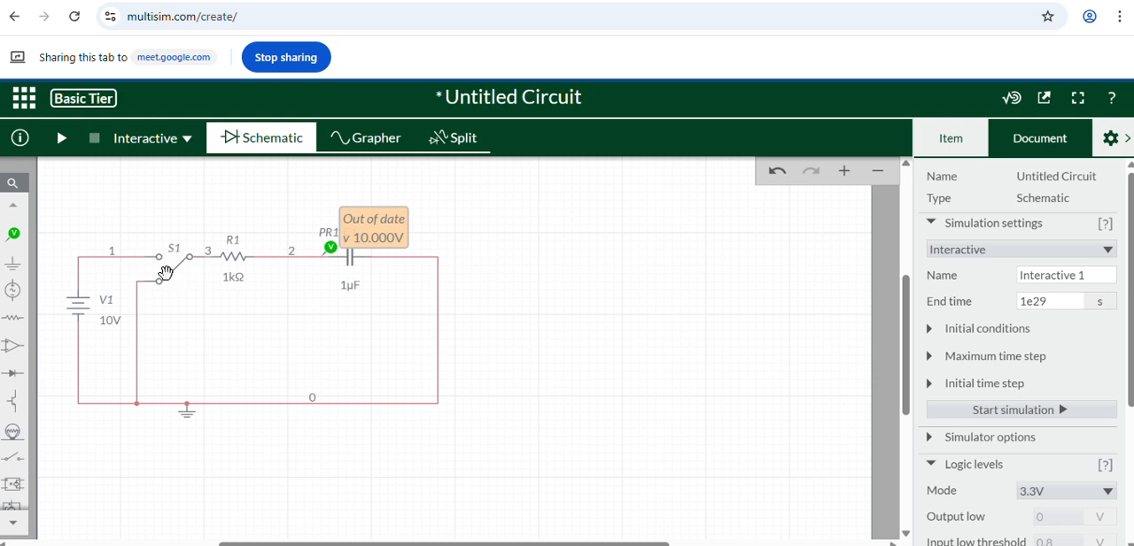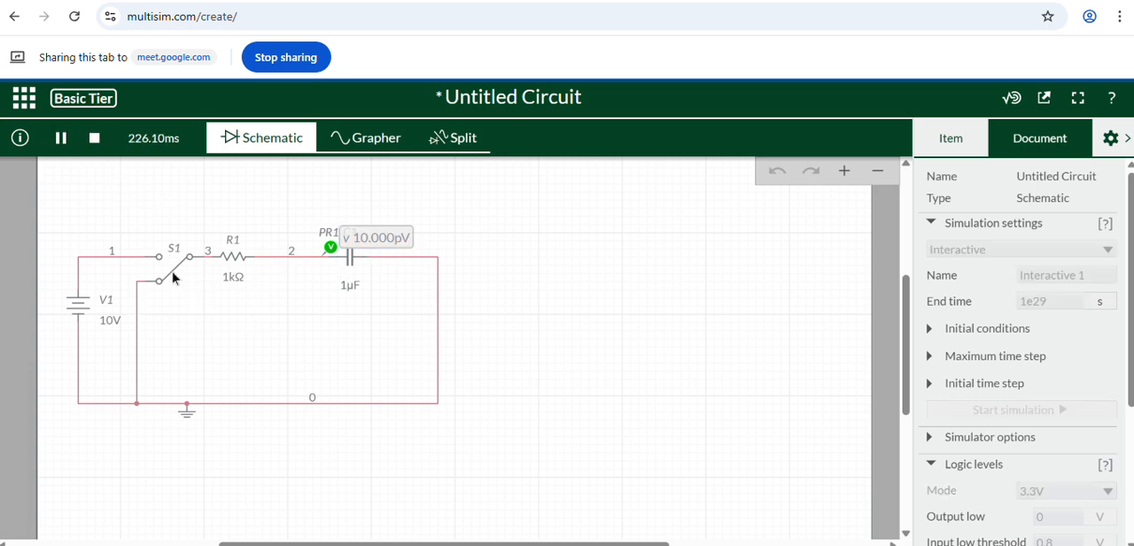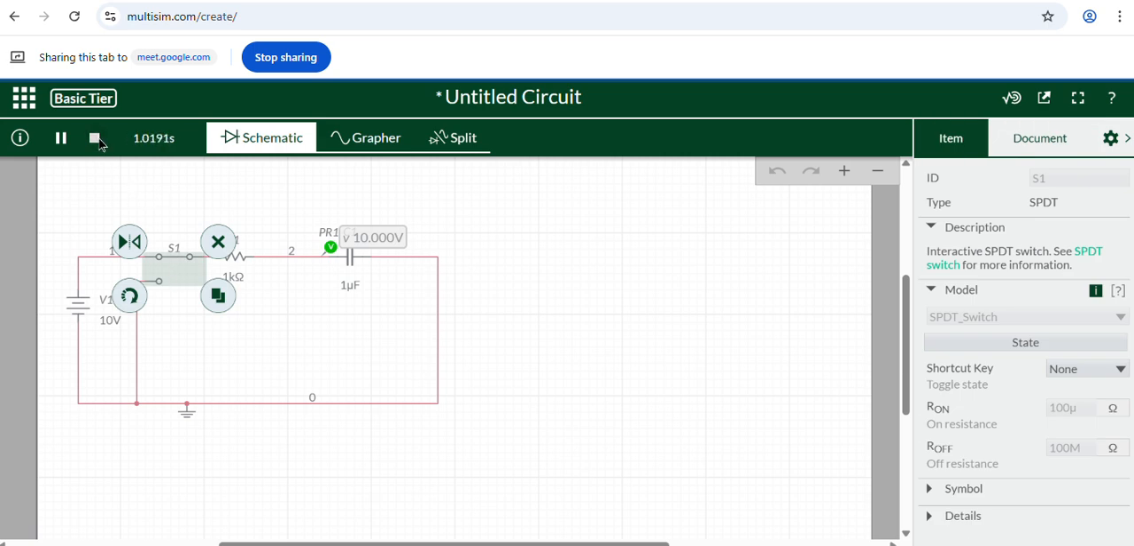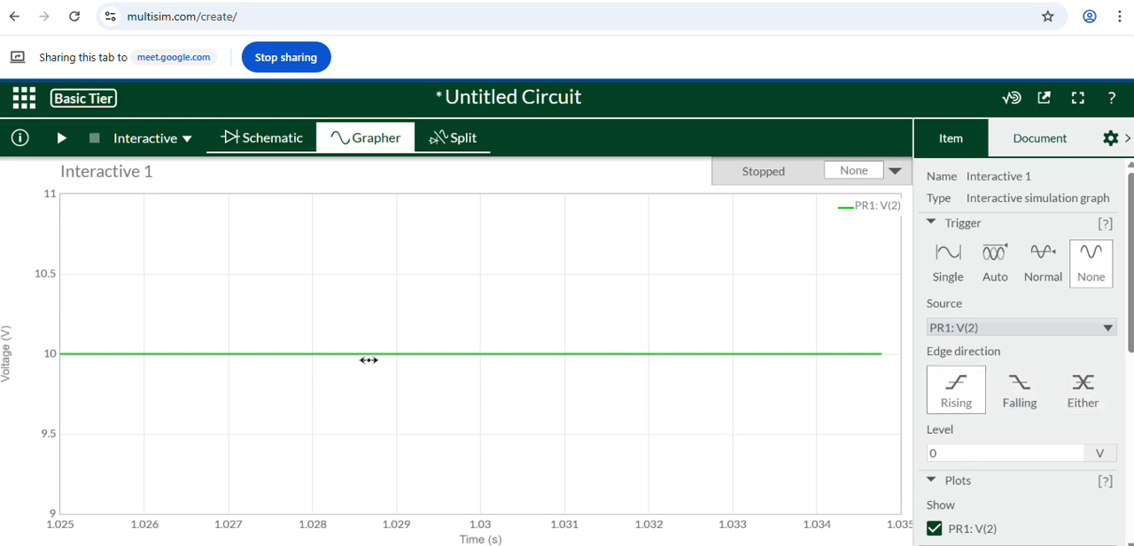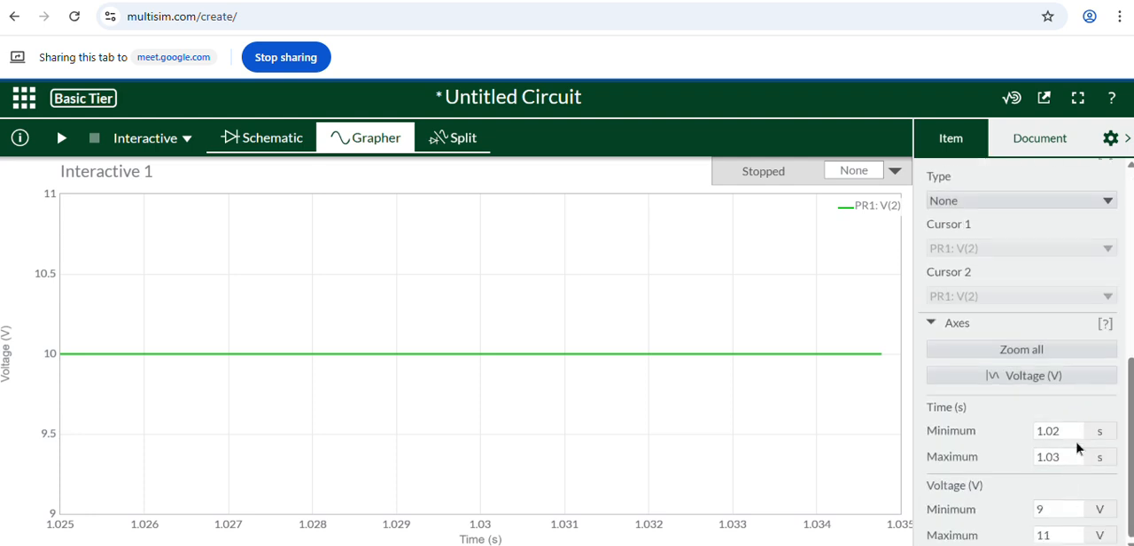So initially switch is at lower level. So capacitor will not be charged. As we will move it towards above position, this will charge. But the simulation is so fast that we are not going to capture this charging process. So we will not be able to capture it. So let's try to run it.